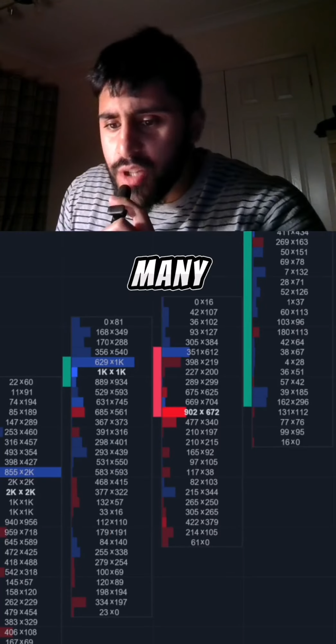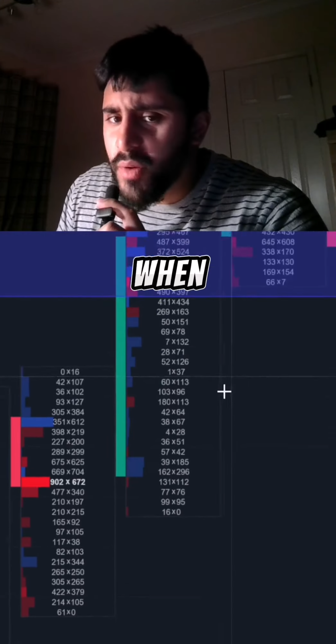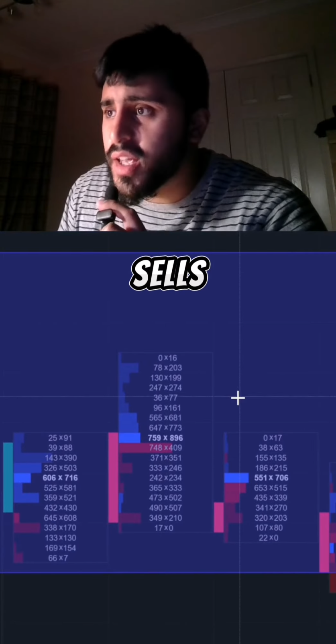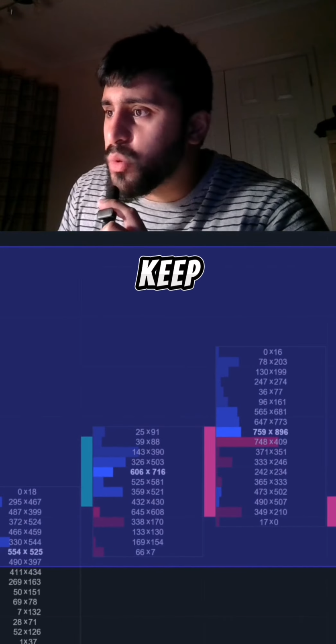All right, so I've had many questions on this, and I'm going to break this down. So when price comes into, let's say this is a bearish key level, this is a bearish fair value gap, and we're looking for sells. How do you read the order flow? What do I keep talking about with order flow?